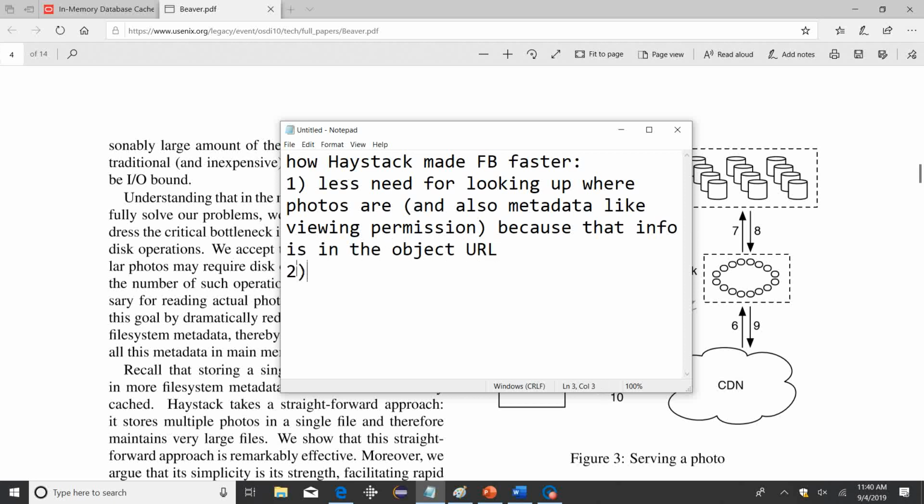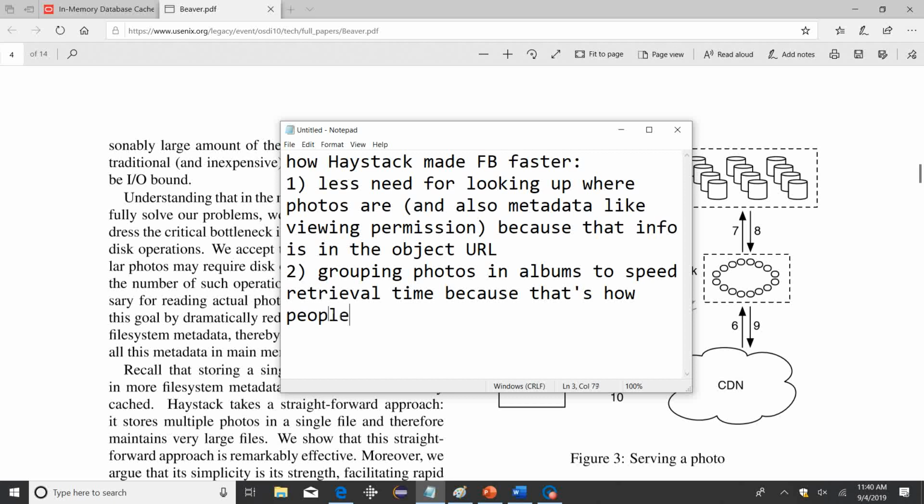Other thing: grouping photos in albums to speed retrieval time, because that's how people tend to look at photos. If everybody mostly only looked at one photo out of an album, then you're not really saving anything, right? You're pulling 20 or 40 photos and somebody's only looking at one. But because a lot of people tend to look at all the photos, it's much faster to do it this way.